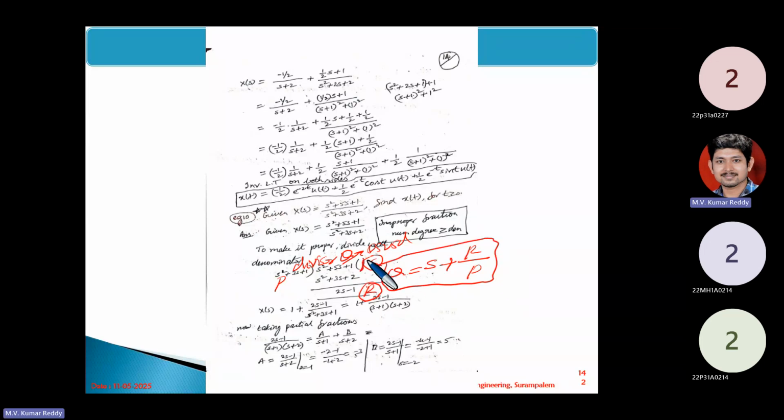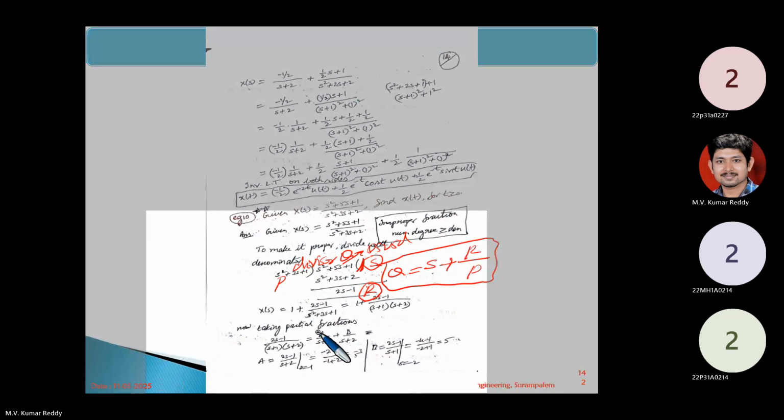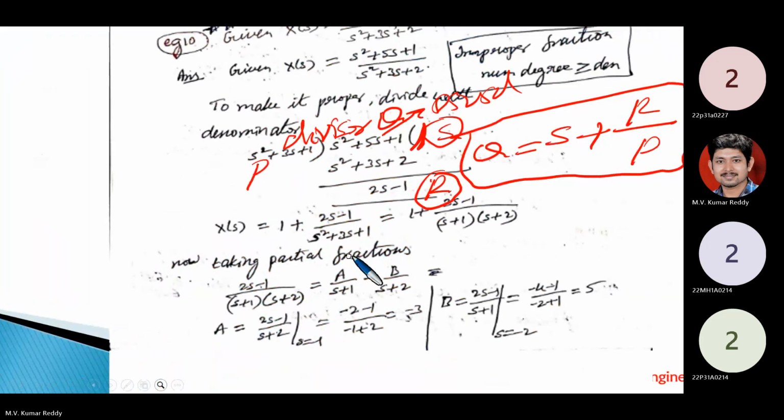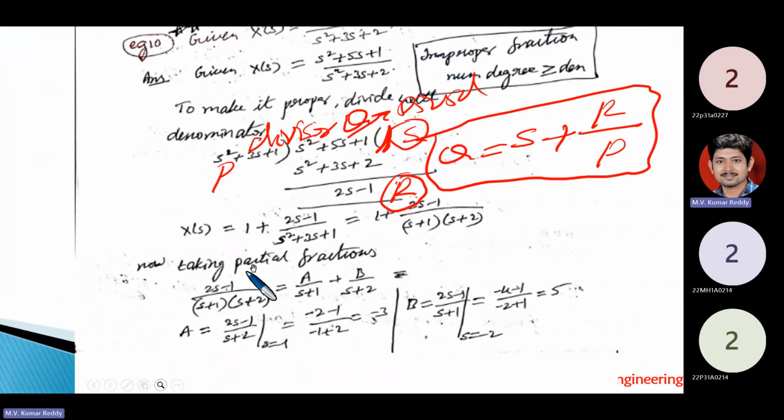So whatever may be the term here, 1 or 2, this will come first. Next remainder by denominator. Now take this term and apply. This is a proper fraction. Apply partial fractions to this one. A by s plus 1. What are the factors? S plus 1, s plus 2. So a by s plus 1 plus b by s plus 2.